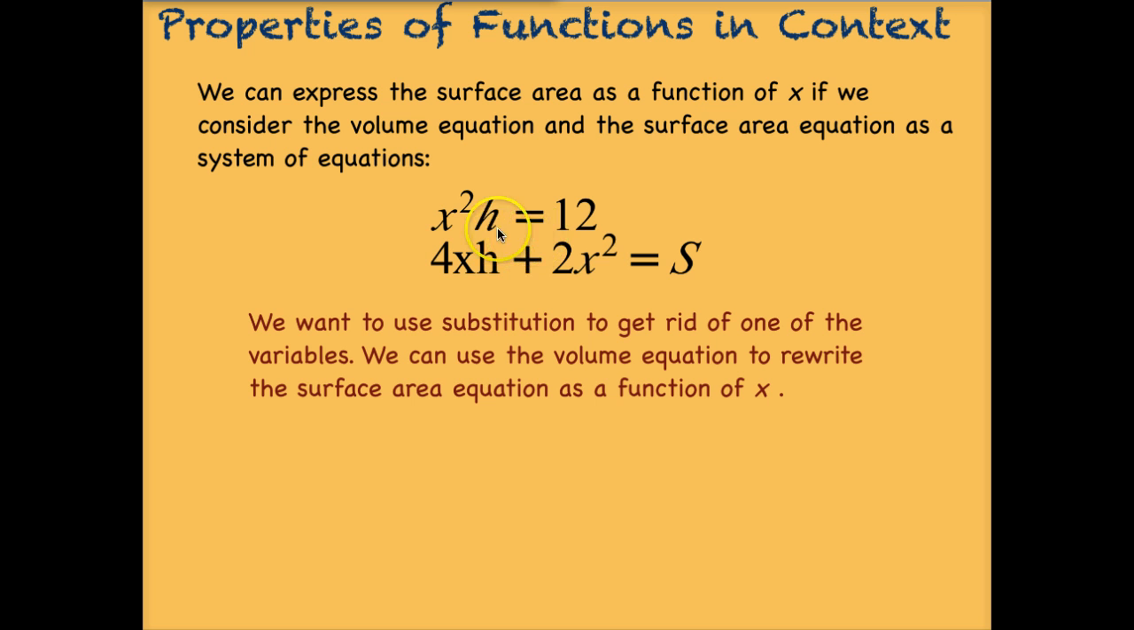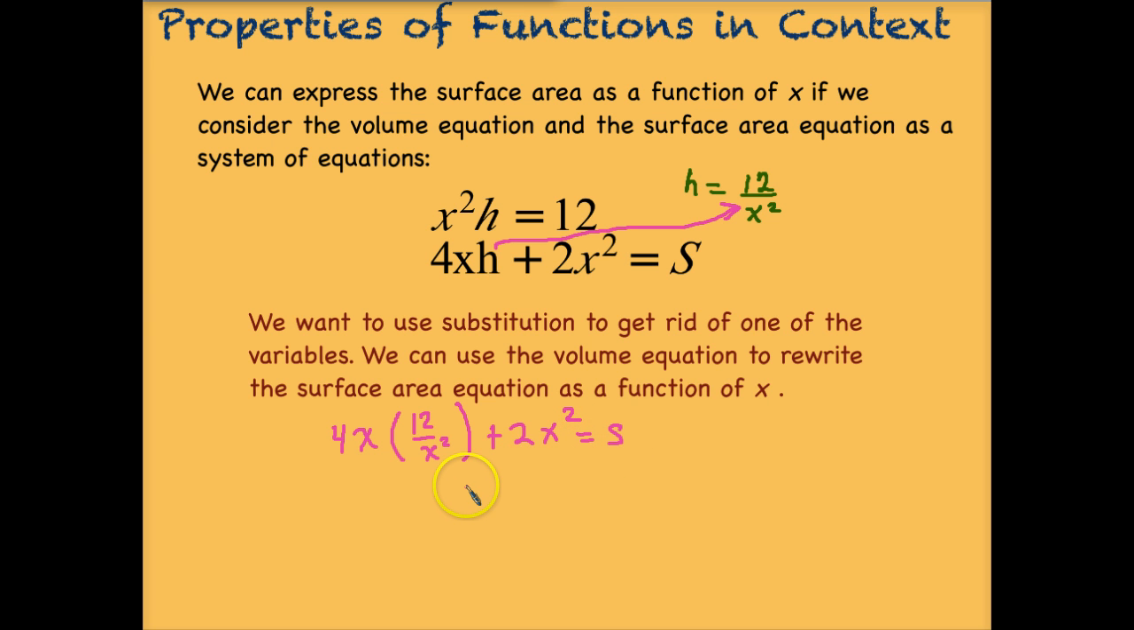If we want to use substitution, let's rewrite this top equation as h equals. In order to do that, we need to divide both sides by x squared. If we do that, we're left with h equals 12 over x squared, which means we can take and plug that into h in our bottom equation, and therefore we will no longer have any h's. So let's do that. We have 4x times, instead of h, 12 over x squared plus 2x squared equals s.